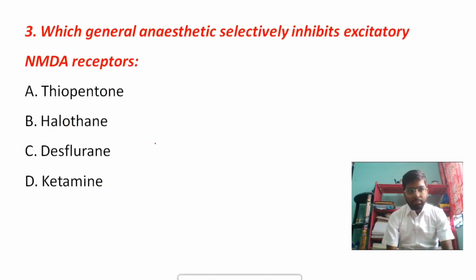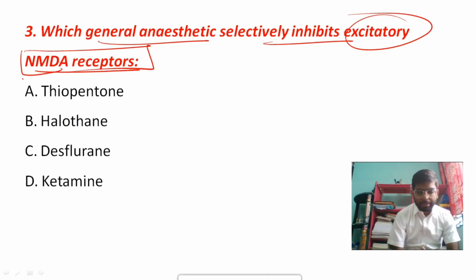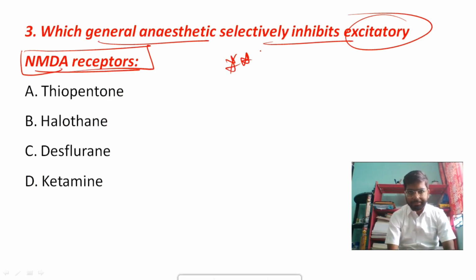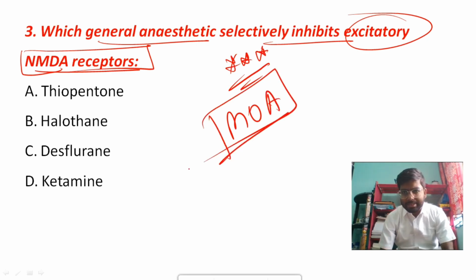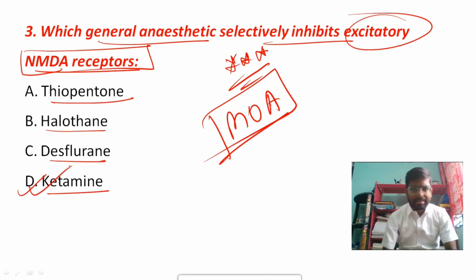So let's come to the next question. Which general anesthetic selectively inhibits excitatory NMDA receptors? That is very important. See, the mechanism of action of all general anesthetic agents is very important. You have to summarize all of them, make a table, make a chart. I am giving the chart here and you can take a screenshot. Options are thiopentone, halothane, desflurane, ketamine. Your answer will be ketamine because ketamine can inhibit the excitatory NMDA receptor.